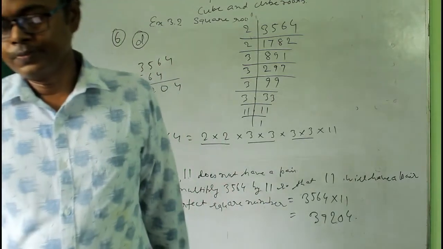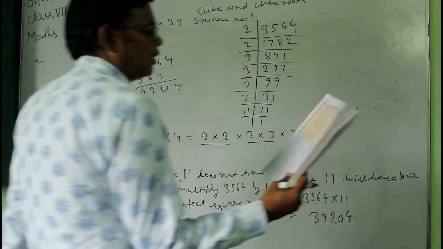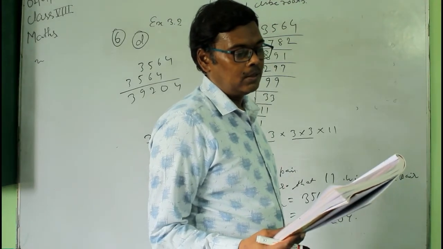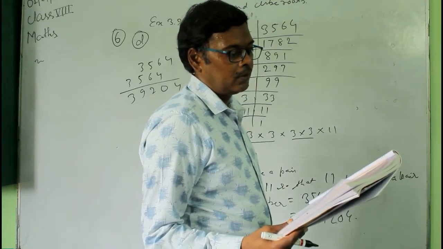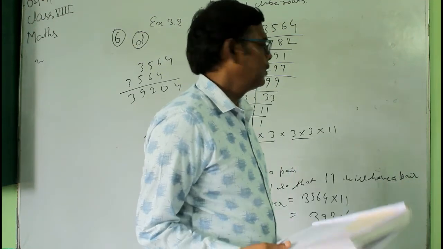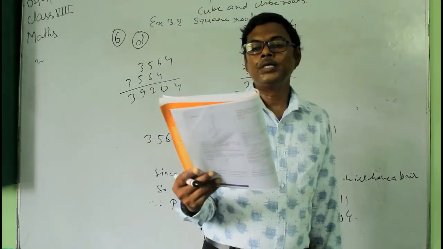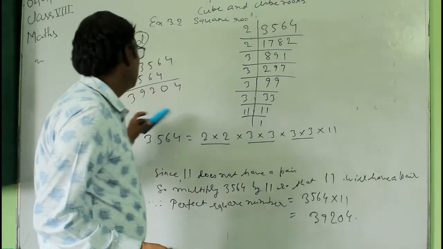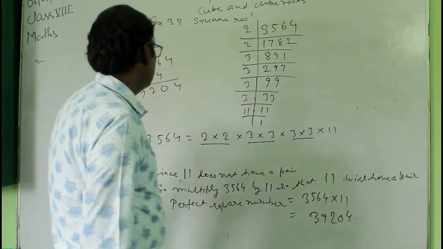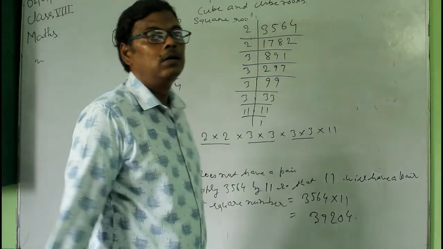Okay. So now question number 7. Find the smallest number by which the following number should be divided so as to get a perfect square, and find the square root of the number so obtained. So this is the same as question number 6, but here in this question, find the smallest number by which the following number should be divided. In question 6, we had to multiply a number so that the given number becomes a perfect square.